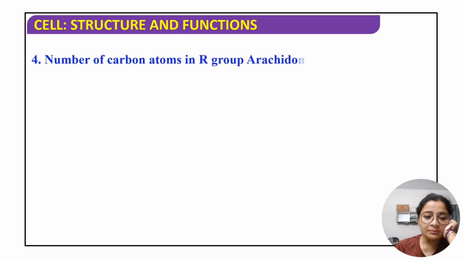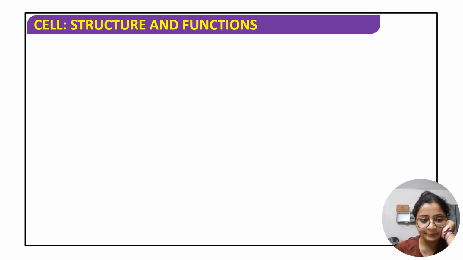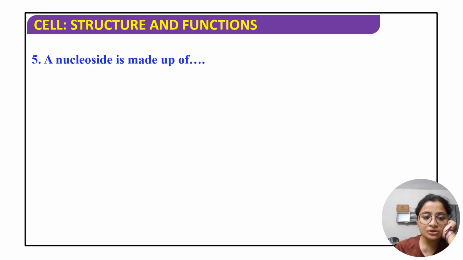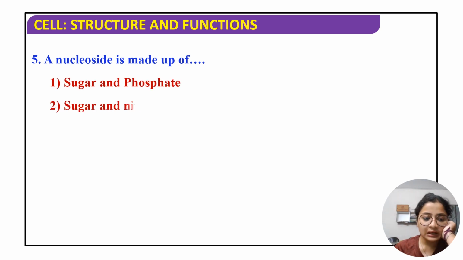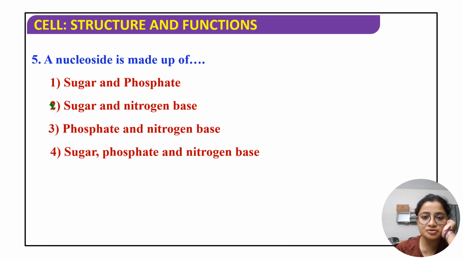Next MCQ, number of carbon atoms in R group of arachidonic acid. 19, 20, 16 and 15. The right option will be 19. A nucleoside is made up of number 1 sugar and phosphate, number 2 sugar and nitrogen base, number 3 phosphate and nitrogen base, number 4 sugar, phosphate and nitrogen base. So the correct option will be sugar and nitrogen base.